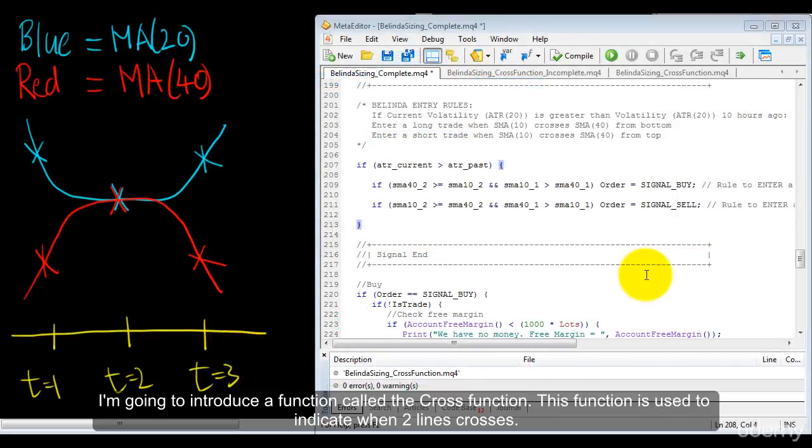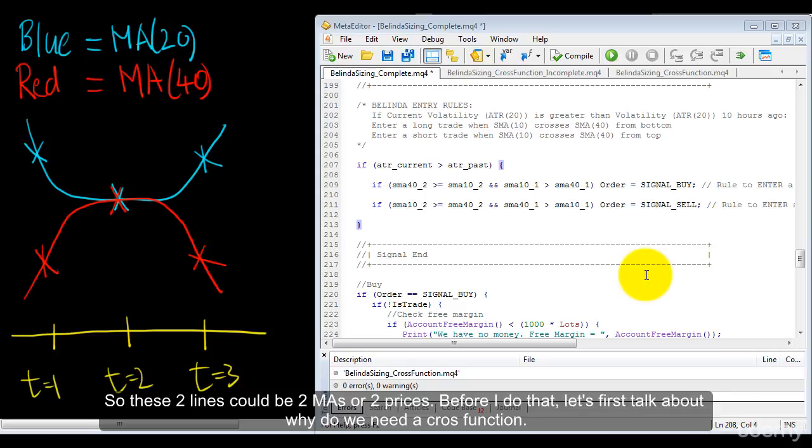I'm going to introduce a function called the cross function. So this cross function is used to indicate to us when two lines cross each other. So these two lines could be two MAs or could be two prices. Before I do that, we first talk about why do we need a cross function.